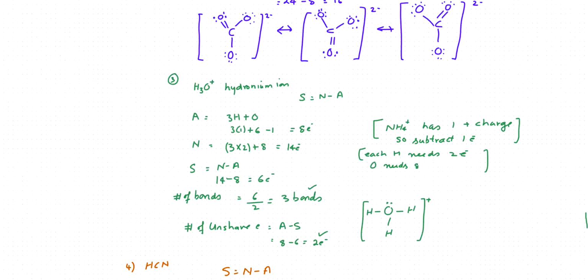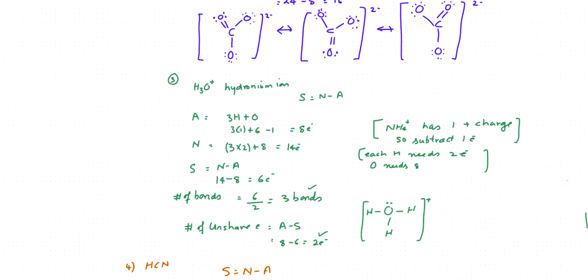So they share. So S is equal to N minus A. Needed how many? 14. Available are 8. So 14 minus 8 is 6. The 6 electrons are shared. How many bonds? Number of bonds will be 6 divided by 2, equal to 3 bonds. And the number of unshared electrons will be A minus S. Available are 8 and shared are 6. So 8 minus 6, 2. So 2 unshared electrons. Now we can draw the structure here, 3 bonds and 2 unshared electrons, and the hydronium ion contains 1 positive charge.